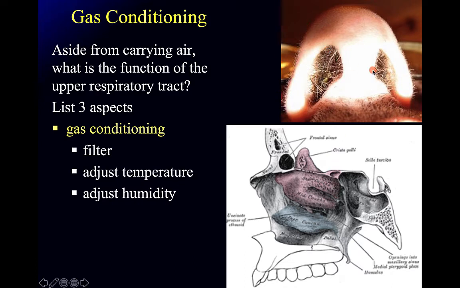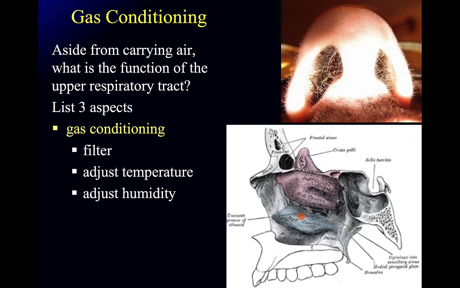You can see here we have hairs that should keep you from inhaling large objects in your nose. We have these nasal conchae, which increase the surface area. They're all covered with that mucus-producing epithelium we have in this area. So we have the potential to filter out stuff, both large stuff with the hairs in the nose, and then in the mucus, kind of smaller particles.